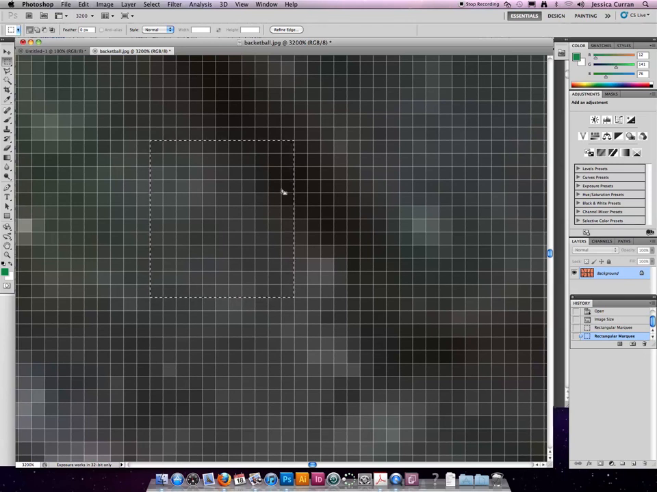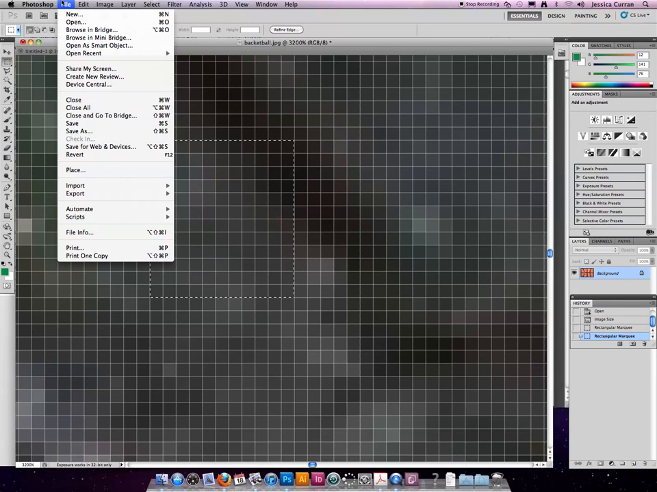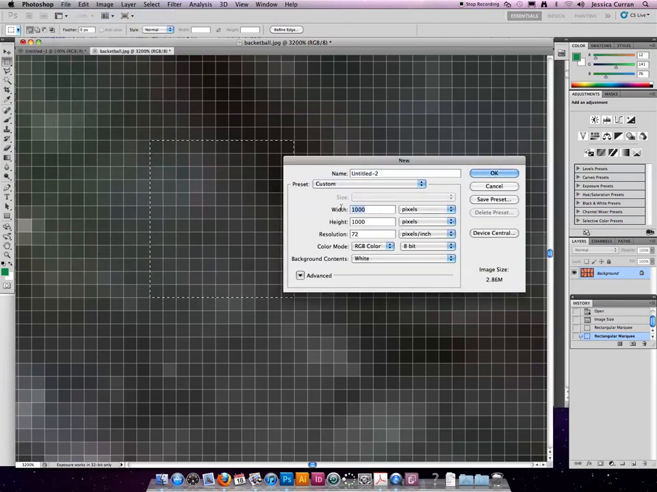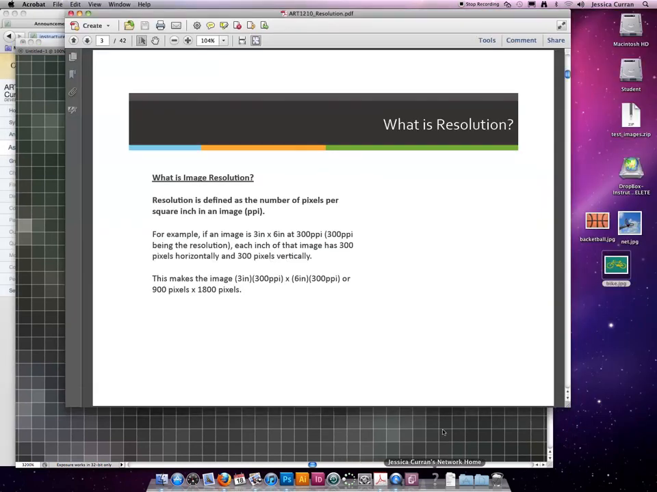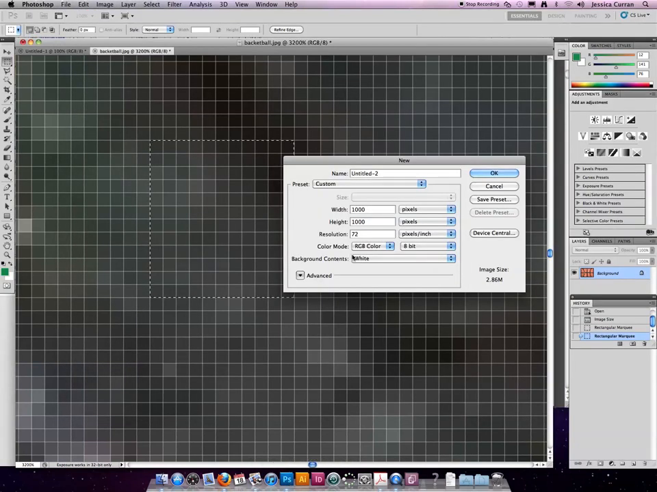When we look at an image, we're either going to squeeze 72 pixels per every 1 inch, or we're going to squeeze 300 pixels per square inch. So I'm going to create another image in Photoshop, choosing File, New. This time I'm going to make it the exact number of pixels that we determined in our example, 900 pixels by 1800 pixels. I'm going to leave it at 72 for now.